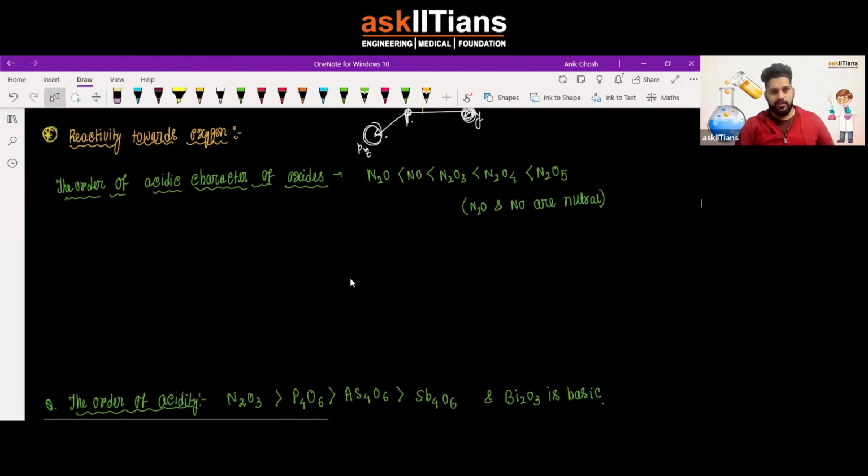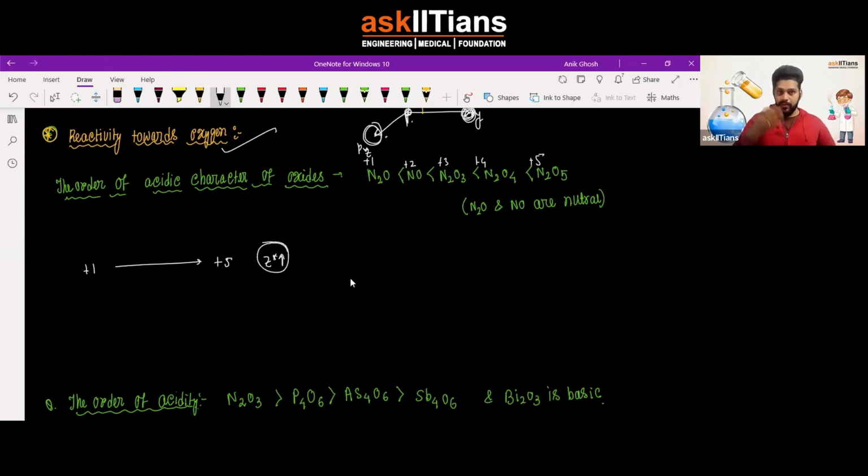Reactivity towards oxygen. The order of acidic character of oxides goes in this order. This is a very simple question because, guys, figure out the oxidation numbers in all the cases. This would be your +1, this is +2, this is +3, this is +4, this is +5. So the more you move from +1 oxidation state to +5 oxidation state, your Z star is increasing, right? Why is the Z star increasing? Because going from +1 to +5 means you are taking out the electrons, right? So Z star is increasing.